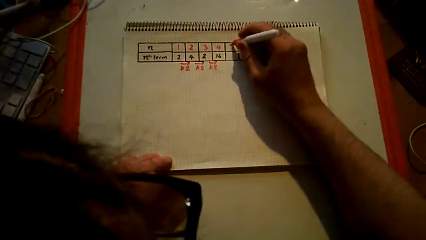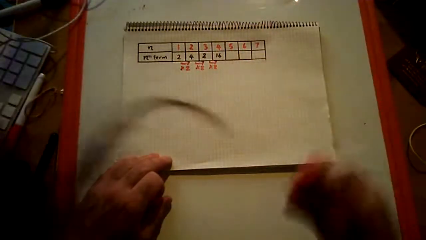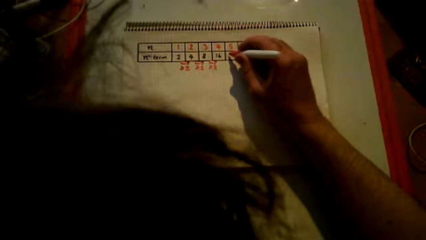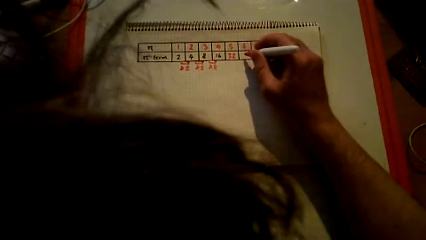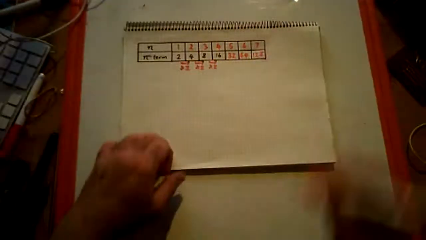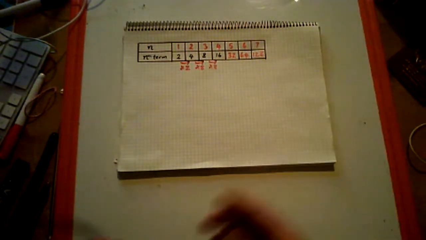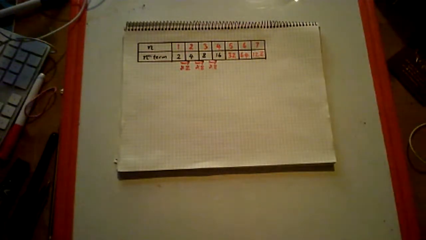So we could carry that on. The fifth term, the sixth term, the seventh term, and we can make a prediction by keep on doubling every time. So 16 times 2 is 32. 32 times 2 is 64. 128 for the next one. So it's easy to keep predicting the next term and the next term and the next term.